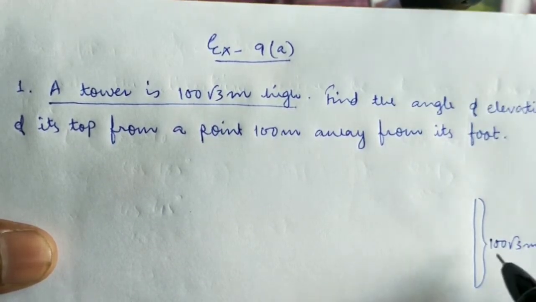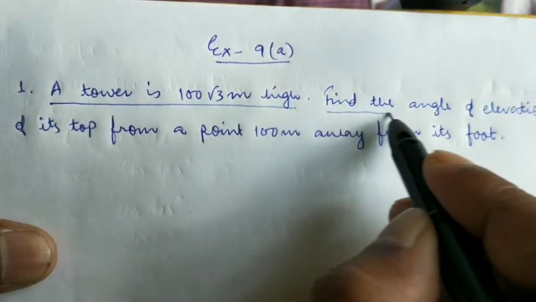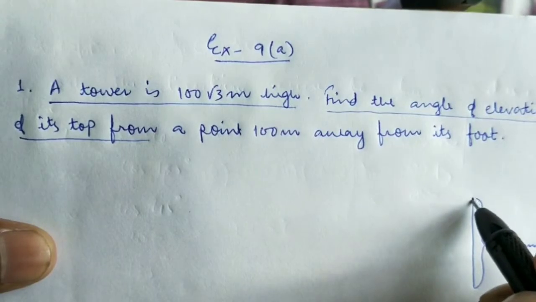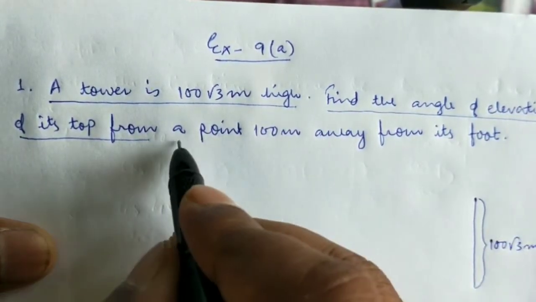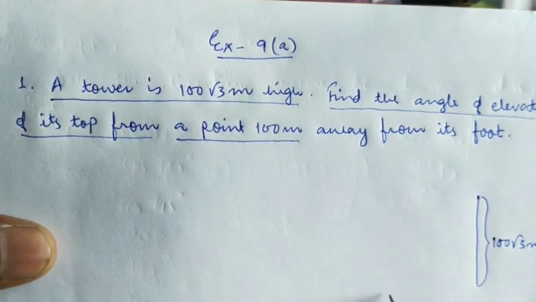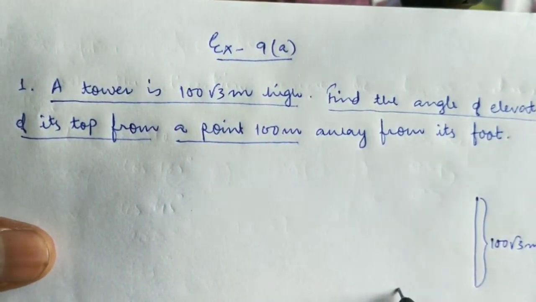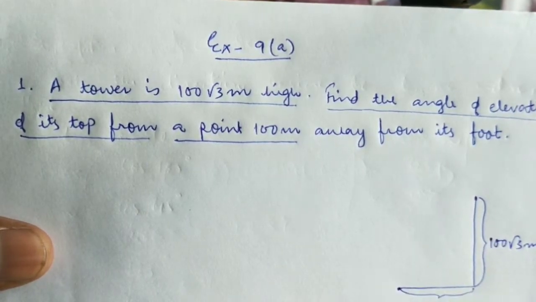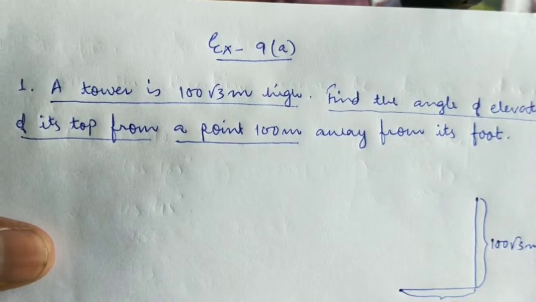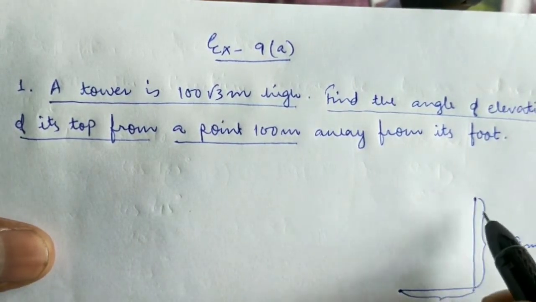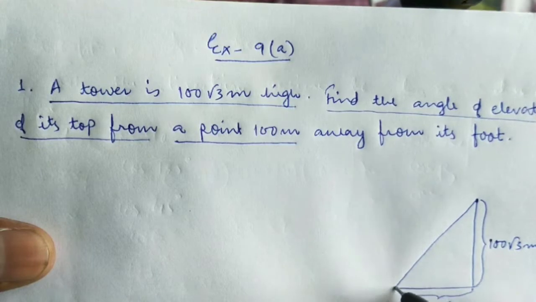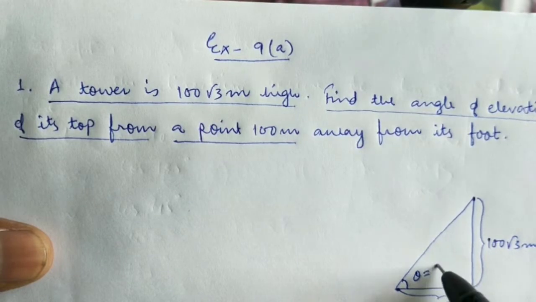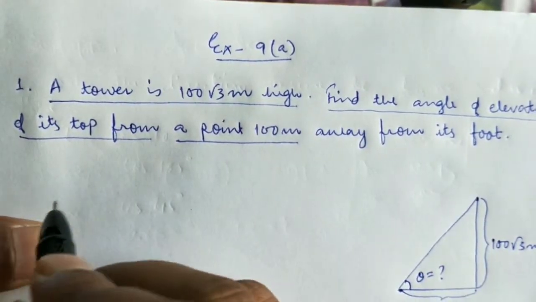Now the second point is find the angle of elevation of its top from a point 100 meter away from its foot. That means we need to find an angle of elevation. That means a point is there on the ground and the distance between the point and the foot of the tower is 100 meter, and we need to find the angle of elevation. That means the angle formed from the point on the ground to the top of the tower. What is the angle of elevation?